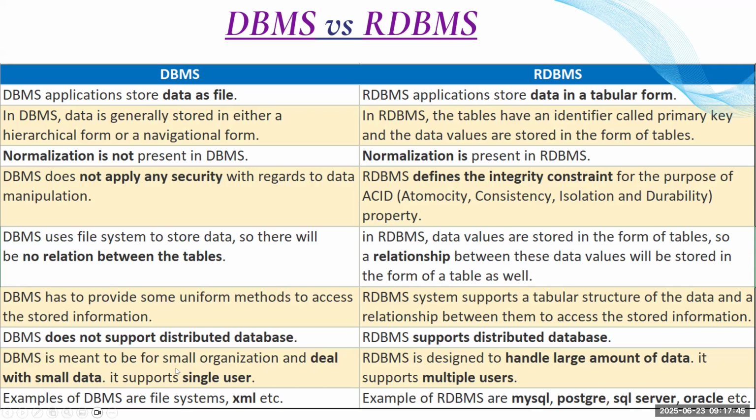DBMS is meant for smaller organizations and deals with small data. It supports a single user. They will open the file and they can load the data. But RDBMS is designed to handle a large amount of data. It supports multiple users. Multiple people can access the database and perform many operations. That technically we call the isolation level.